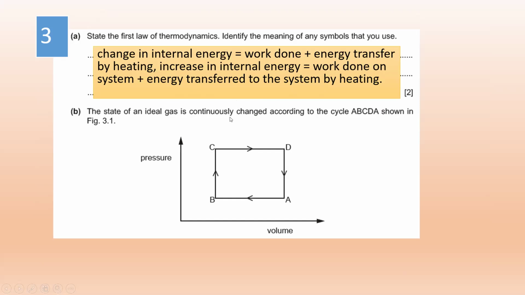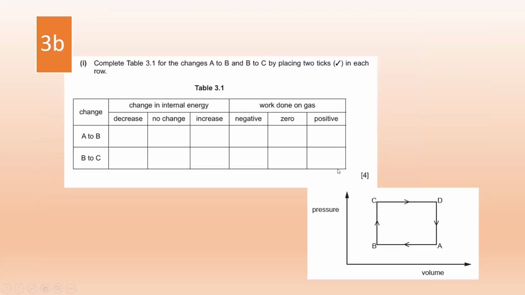The state of an ideal gas is continuously changed according to the cycle A, B, C, D, as shown in the figure. Complete table 3.1 for changes A to B and then B to C by placing two ticks in each row. Okay, A to B, internal energy: increase, decrease, or no change.